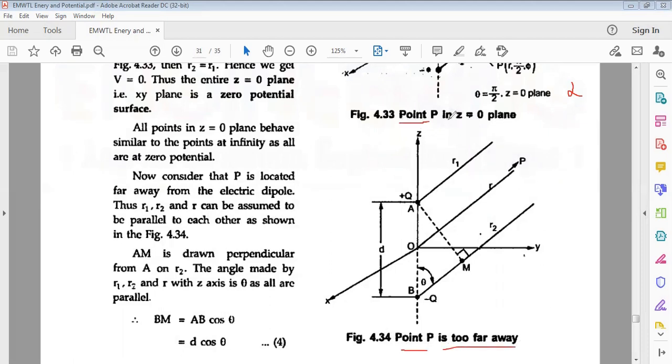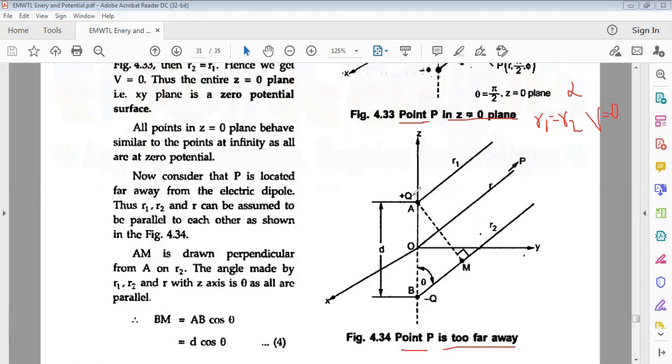And if the point P is in the Z is equal to 0 plane, R1 is equal to R2 and the potential V is equal to 0. So when the point P is located far away from the electric dipole, R1 and R2 and R can be assumed to be parallel to each other, as shown in the figure here.